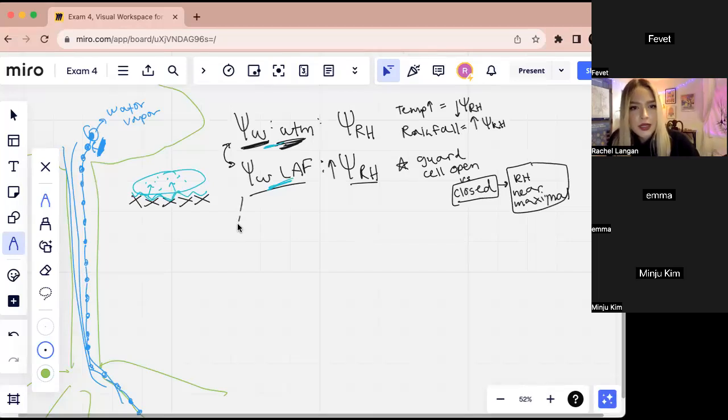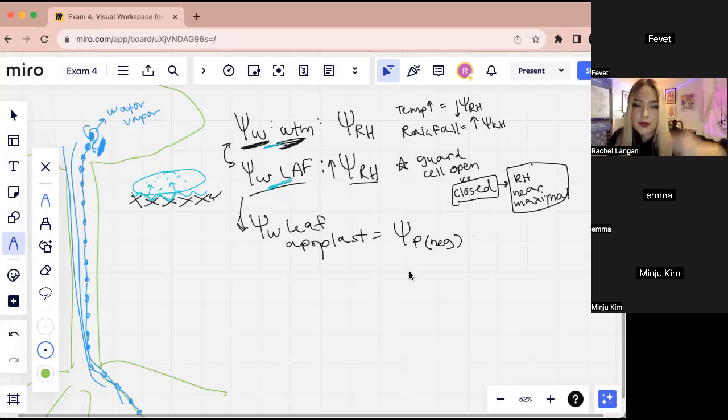Okay, next level is the water potential of the leaf apoplast. So that is right here in the cell wall of the leaf cells. And that is just going to be negative pressure. So that's easy. The only thing that influences that one is that pull, that tension.